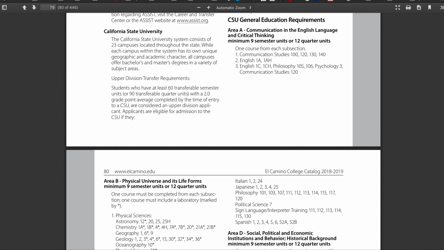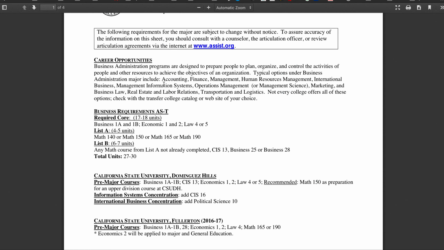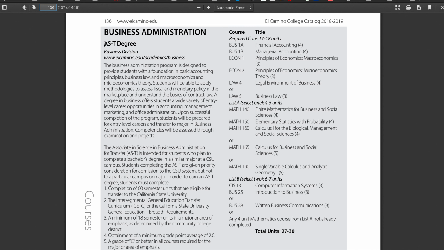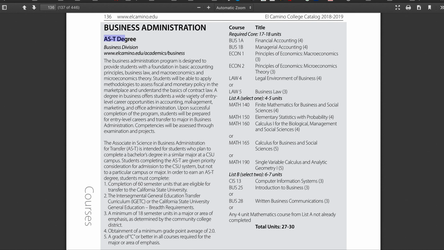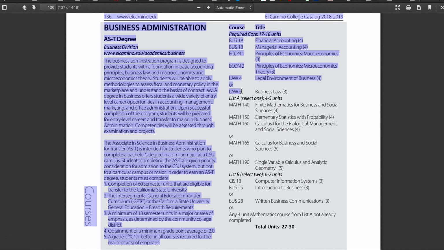Now, for business, your transfer major sheet has business 1A and 1B, econ 1 and 2, law 4 or 5, and then the math, and then another math course, right? So these are all going to match the business administration transfer degree in the catalog. So you're going to get that 27 to 30 units. You're going to have the required core courses, 17 to 18 units. Like we said already, business 1A, business 1B, econ 1, econ 2, law 4 or 5.